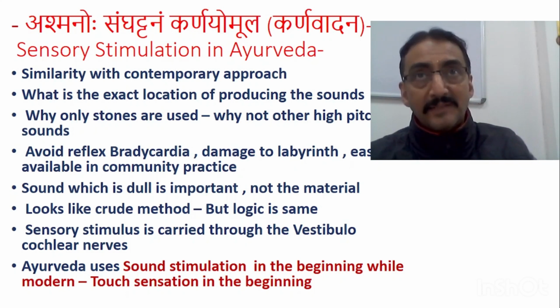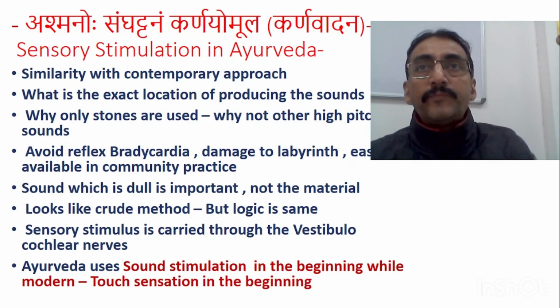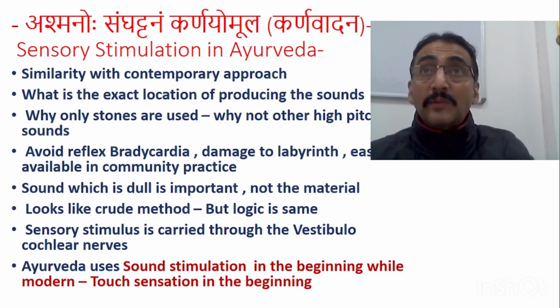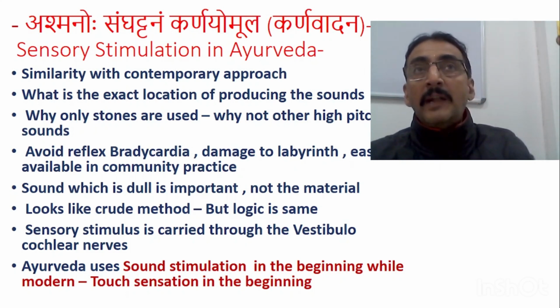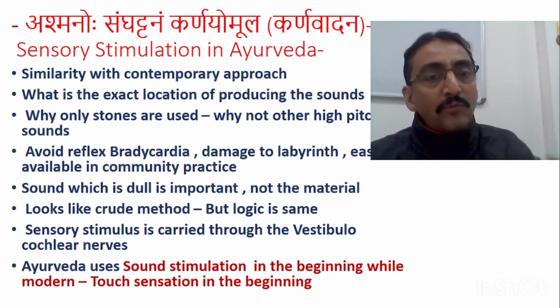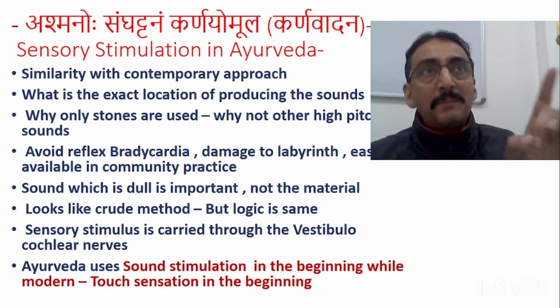It should not be taken very seriously. It should be taken as a message. The message is you have to produce a sound which is dull in nature, so that it should not harm the labyrinth of the baby. Number one. Number two, the principle is production of the sound, not the quality of the sound. That means not the substance used for producing the sound. Now, if you produce a sudden sound, sometimes it may lead to reflex bradycardia, and it may cause damage to the labyrinth. And again, it is easily available in the community practice. Okay. So sound which is dull is important, not the material which is used. Okay. So it looks like a crude method, but logic is same. We have to understand the principle behind that.